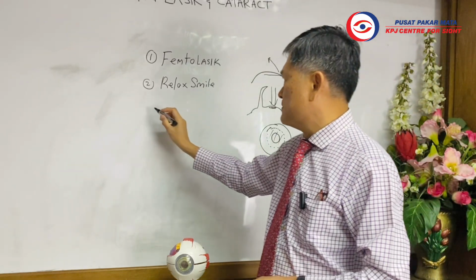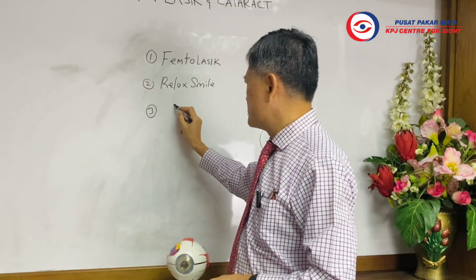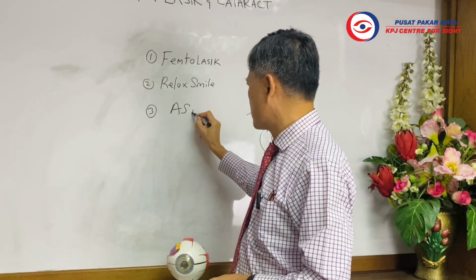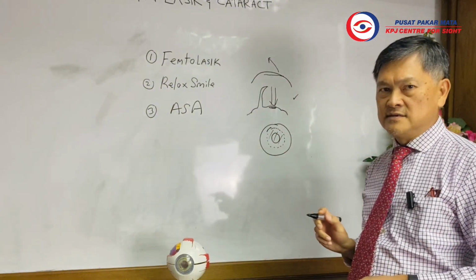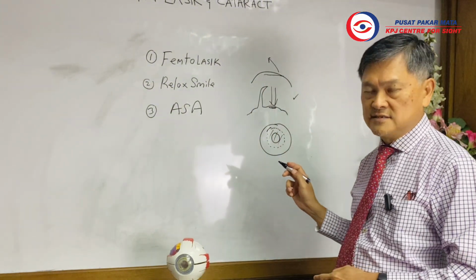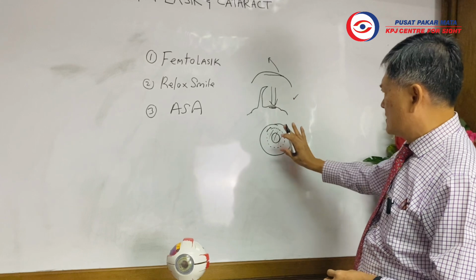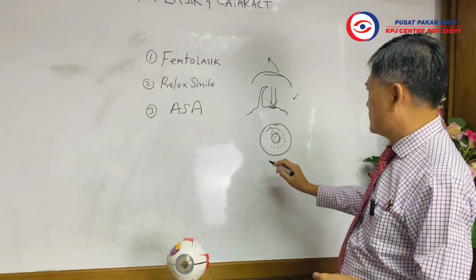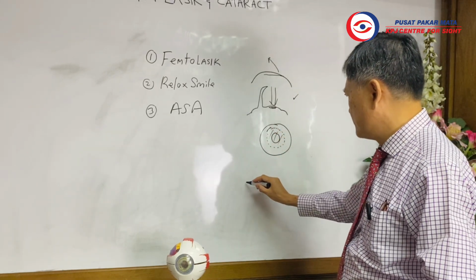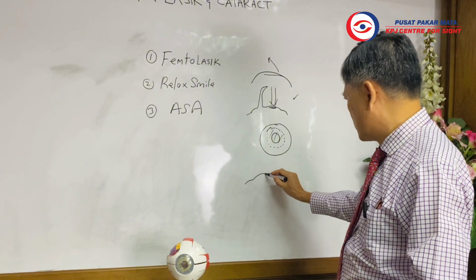Number three is called ASA, or surface ablation. Again, you can see the cross section of the cornea.